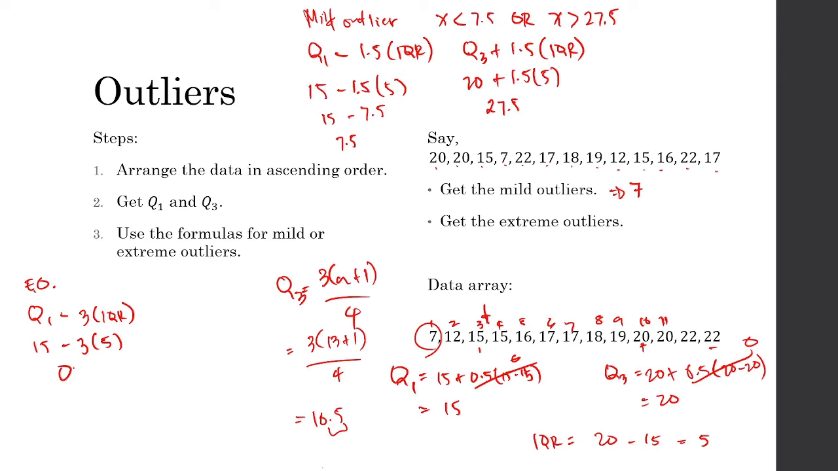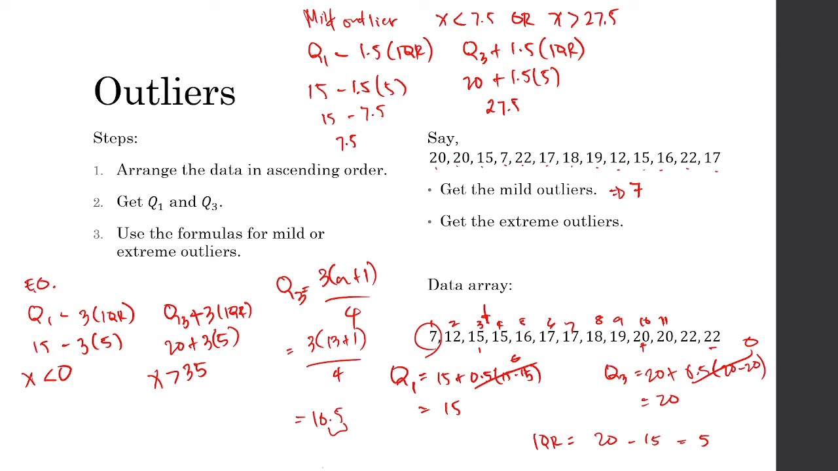So that is 0. Meaning to say all of our x's that is actually less than 0 will be an extreme outlier. And as you can see here, wala naman tayong ganong value. And for the upper bound, we have here Q3 plus 3 times the IQR, which is 5. So we'll have here 20 plus 3 times 5. So we have here 20 plus 15. So that will be 35. And for that, we must have extreme outliers will be greater than 35.